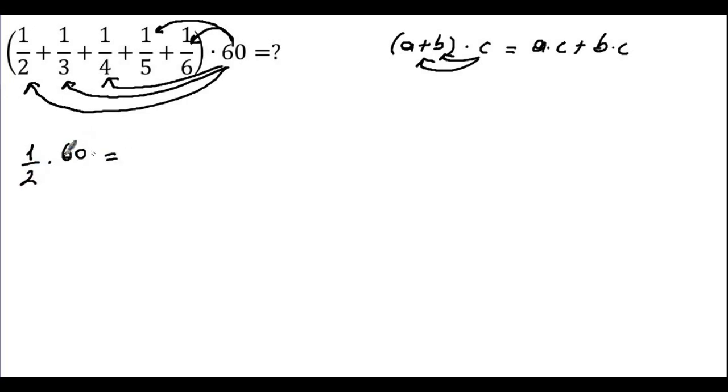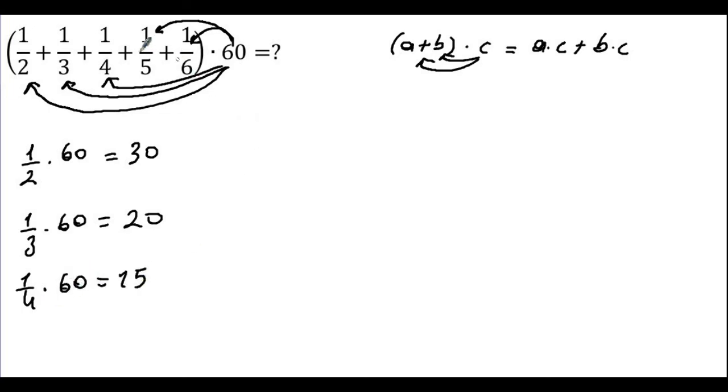So 1 over 2 times 60 is equal to 60 over 2 is 30. What is 1 over 3 times 60? So 60 over 3, 20. 1 over 4 times 60. 60 over 4, 15. 1 over 5 times 60. So 60 over 5 is 12. And 1 over 6 times 60. 60 over 6 is 10.